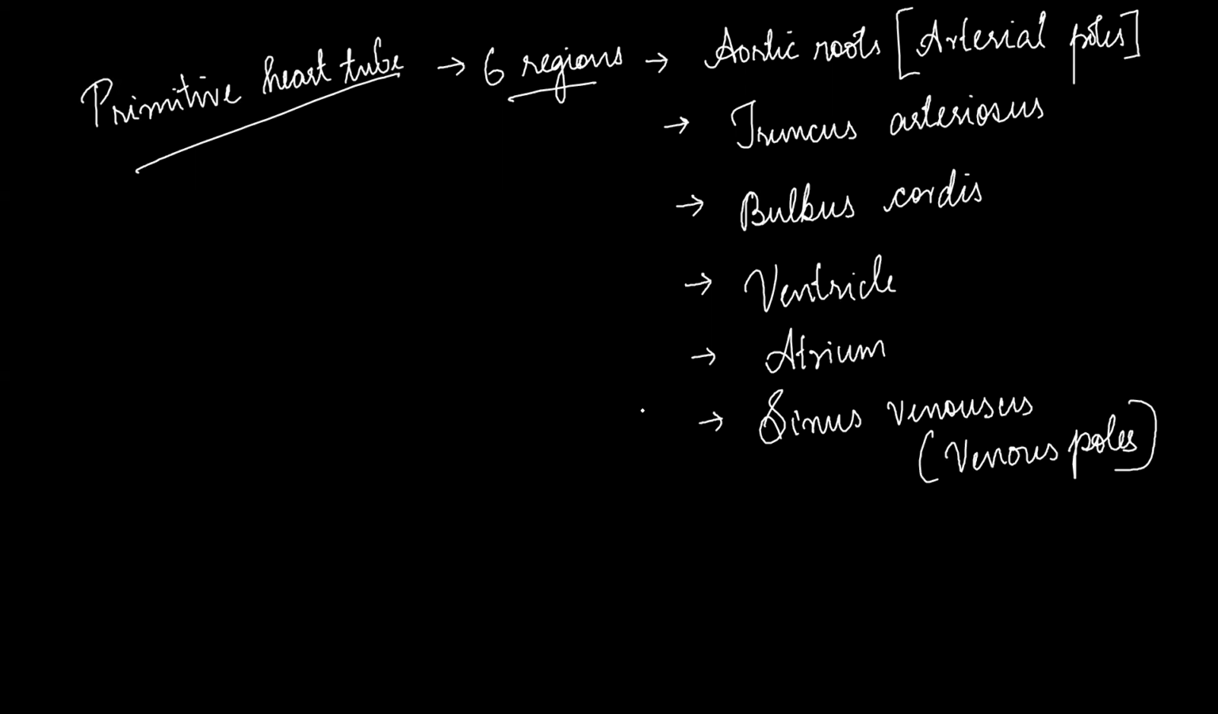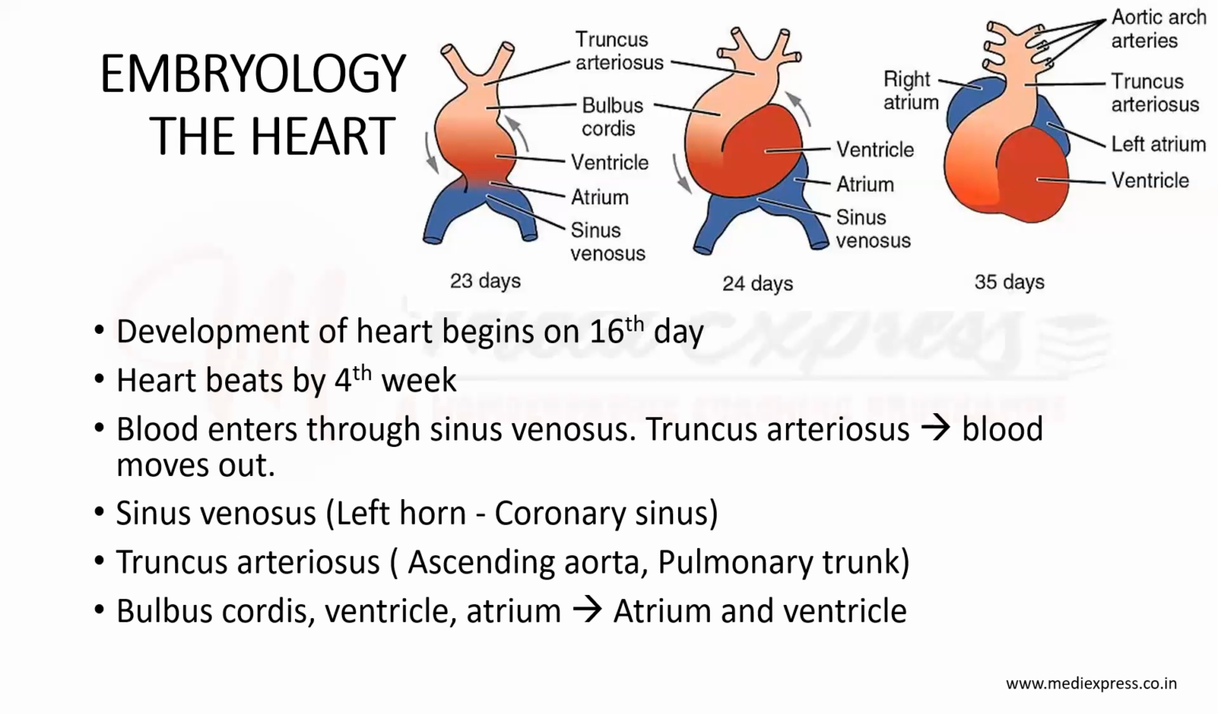So these are the 6 regions of the primitive heart tube. Once again, that is aortic roots, truncus arteriosus, bulbus cordis, ventricle, atrium, and sinus venosus. Now let's see the picture over here. So you can see we have a truncus arteriosus first, then bulbus cordis, a ventricle, atrium, and sinus venosus. And over here you can see these are basically the aortic roots, which form the aortic arch and all that. So aortic roots we have.